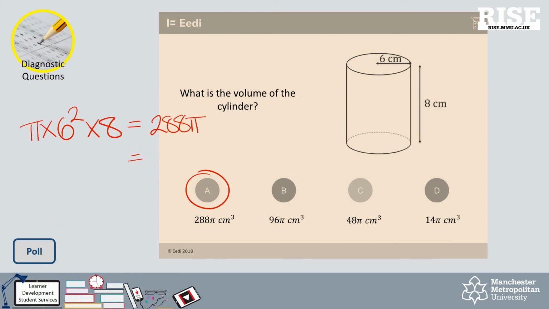Ideally though, I want that as a decimal as well. If I change it to a decimal, it would be 904.8 centimetres cubed. And there we have it.